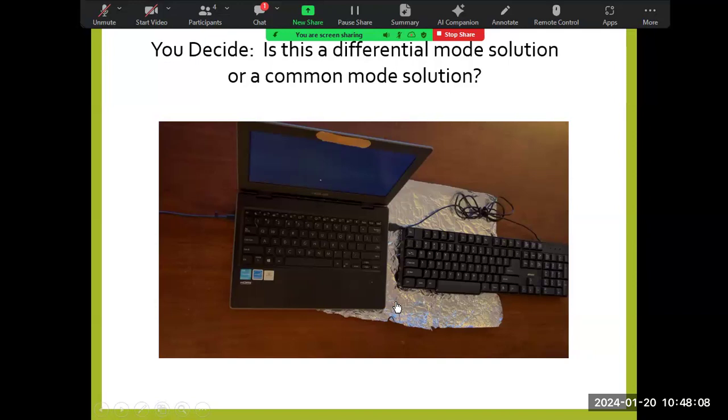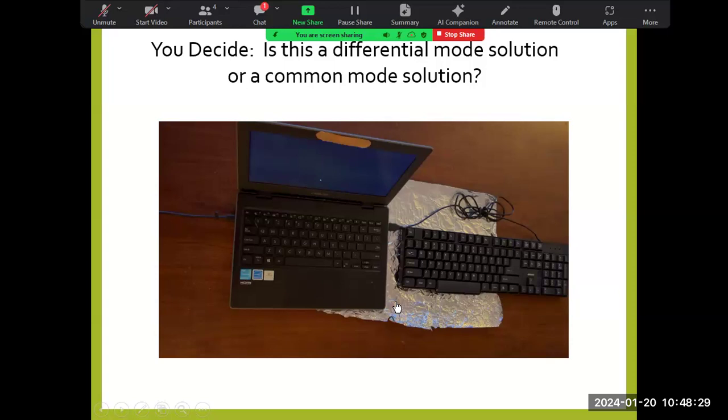And I'll explain it this way. When we had the keyboard and the desktop, we had both problems. We had to fix both of them, right? In this case, I put the foil under the keyboard and it didn't work, right? But that's probably because it had both differential and common mode problems.